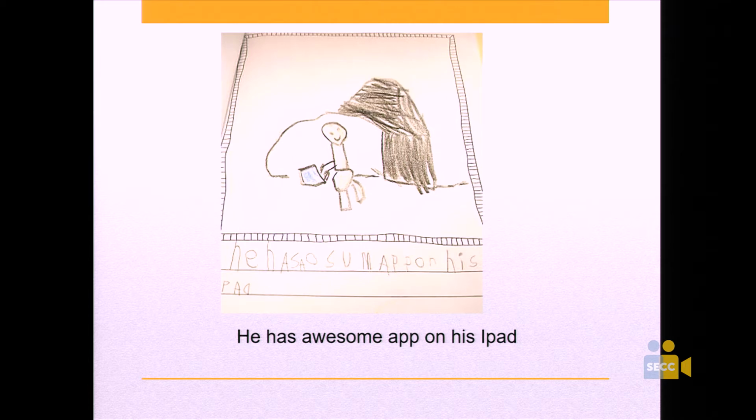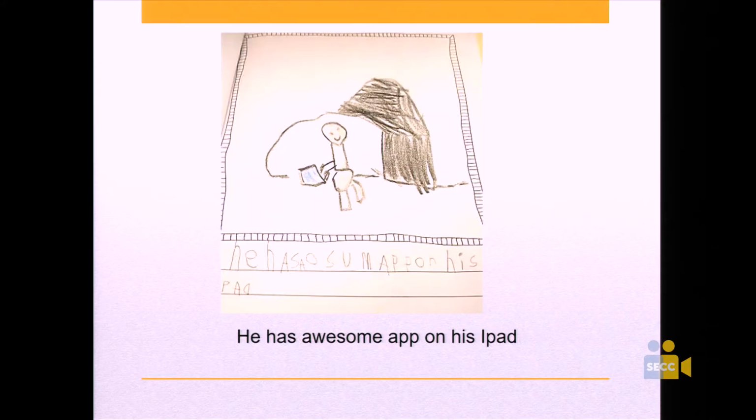Let's go back first to talk about what he did well, and think about that Common Core standard about the drawing, the dictating, and the writing. So he has a picture. He has some kind of writing on here. Obviously, we were able to read it. His letters are written. They're not scribbles, they're actual letters.